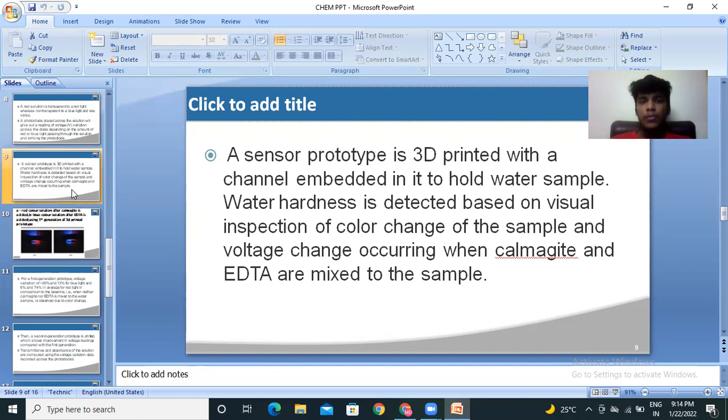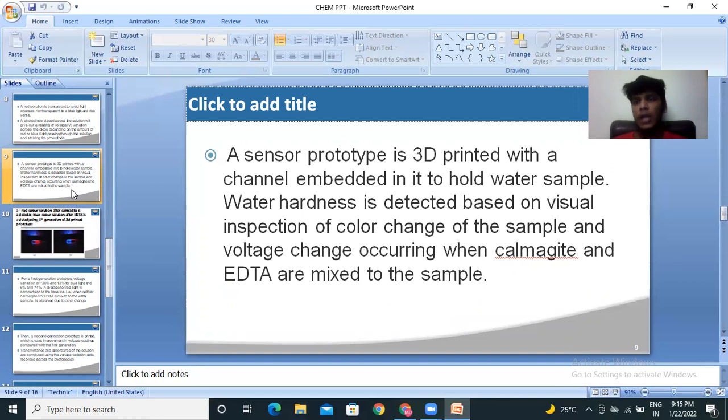A sensor prototype is 3D printed with a channel embedded in it to hold the water sample. Water hardness is detected based on visual inspection of the color change of the sample and the voltage change occurring when calmagite and EDTA are mixed into the sample.